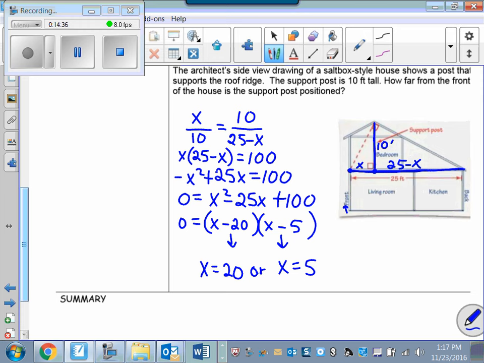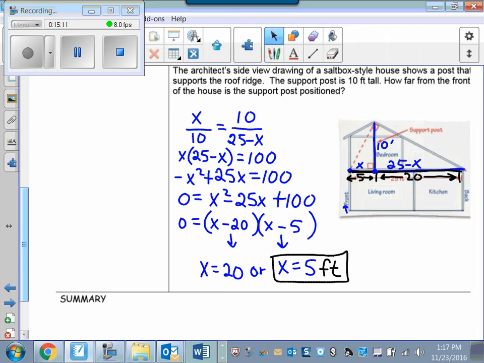It can't be both, but I can tell from my engineer drawing that x is 5 because this part right here is definitely shorter than this part over here, so I know that this part is 5 and this part over here is 20. So even though I got two legitimate solutions, there's only one realistically that works for me here, and that is that the support post is 5 feet from the front of the house.